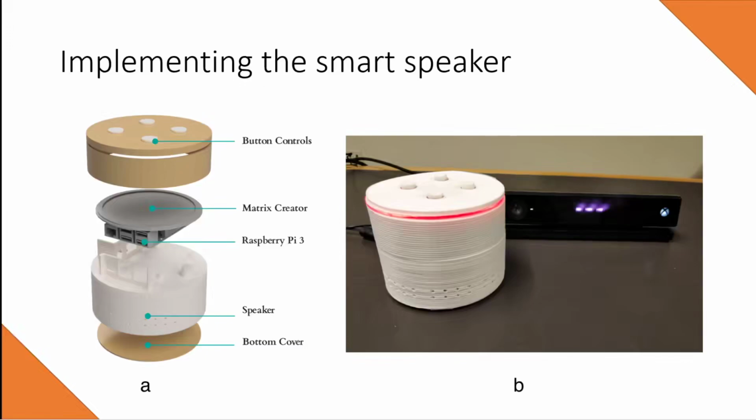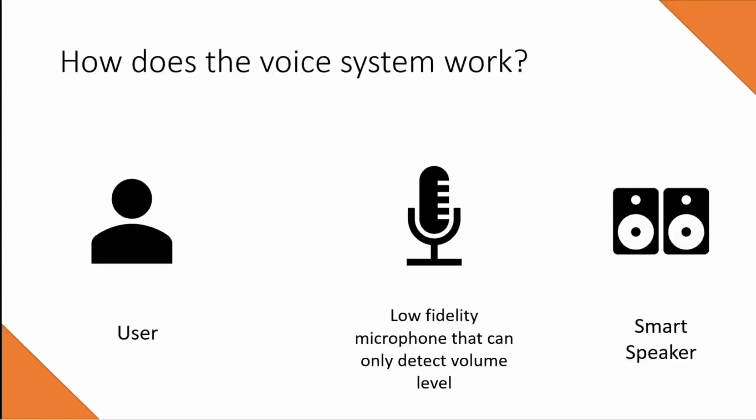And how do the controls actually work? How does the voice control system work? The setup involves a user, a low-fidelity microphone that can only detect volume level, and our custom smart speaker. The low-fidelity microphone is linked to the smart speaker's microphone to selectively turn it on and off. If a user is speaking softly or not speaking at all, the low-fidelity microphone is not activated, meaning the smart speaker's microphone is not activated.